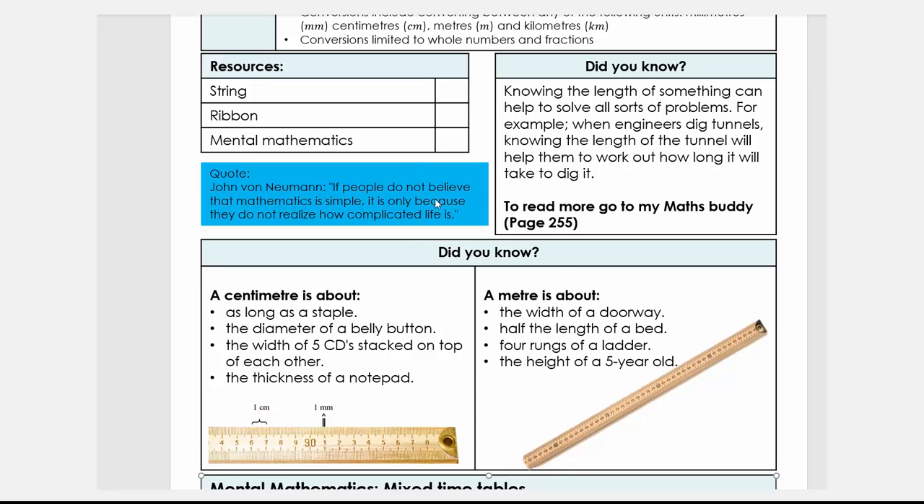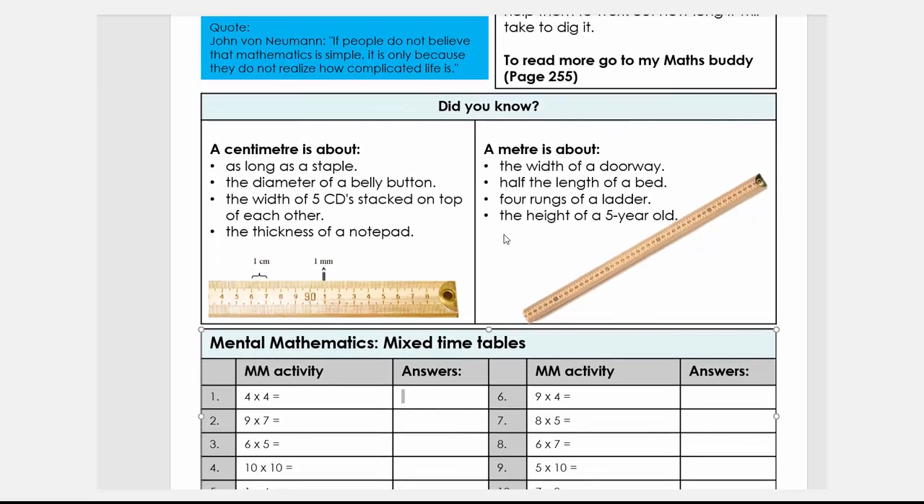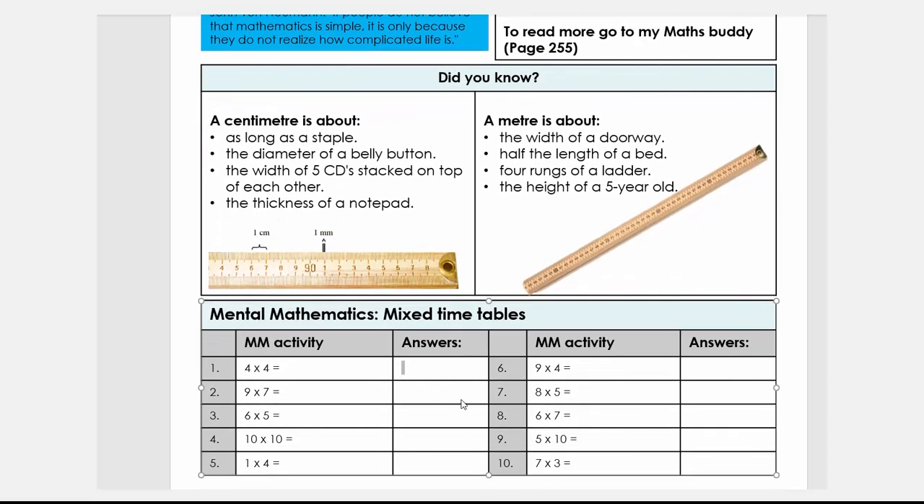So it's time to pause. Then we're going to go to our mental maths for today. We have mixed times tables. So you're going to ask these 10 questions. You're going to pause. You're going to come back, and I will reveal the answers. So here are the answers, so you can then mark.